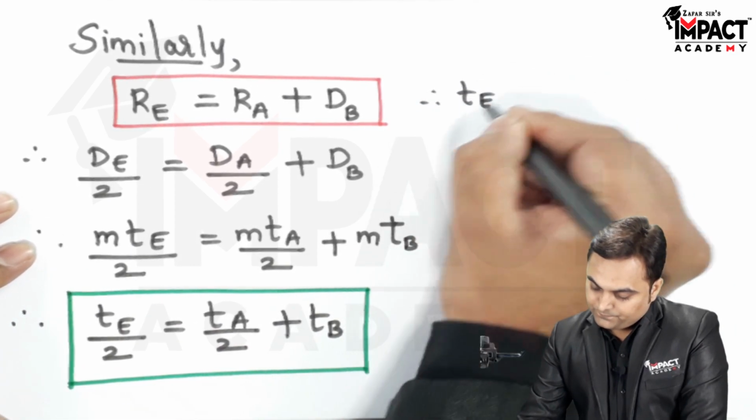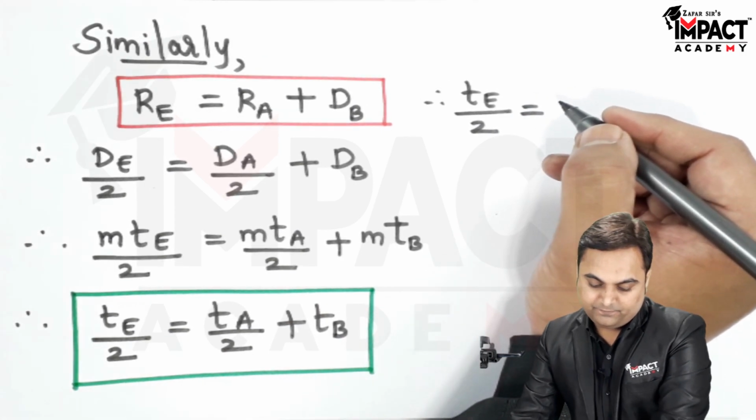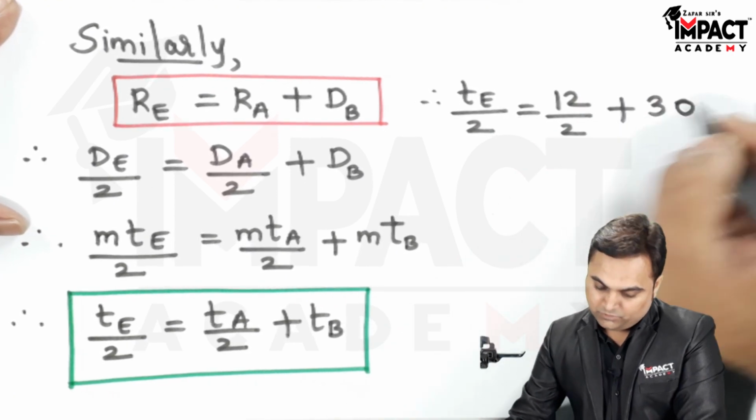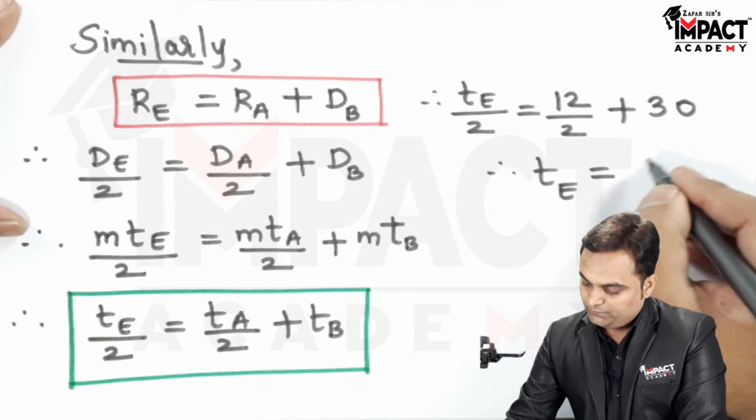Therefore, TA is given, it is 12, plus TB 30. On calculating, I am getting TE value as 72.